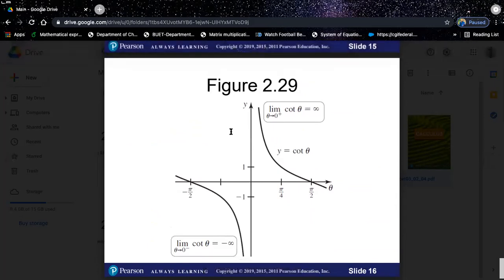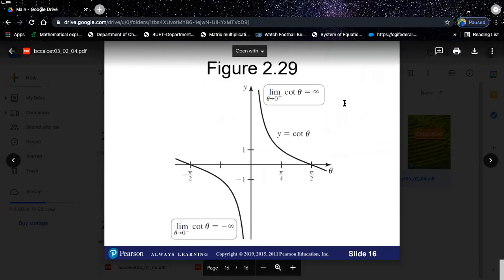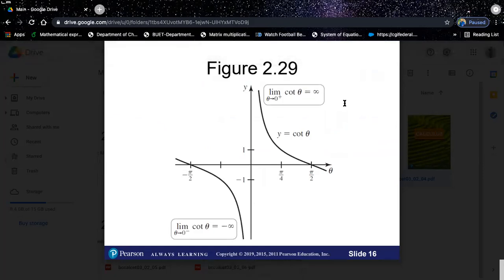Okay, so look at this one, cotangent of theta. So if you try to draw this, you'll see a graph like this, where you have 2 parts, kind of mirror image of each other. If you draw a line just diagonally in this direction, it's just a mirror image of each other. So why do you think we have this example here? Can you think of anything?